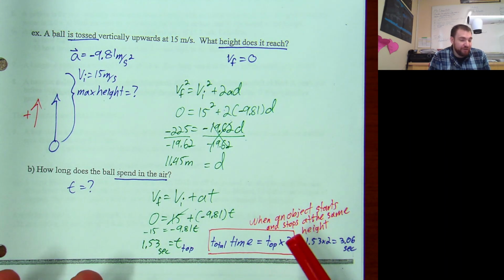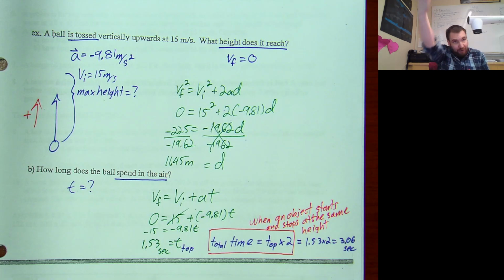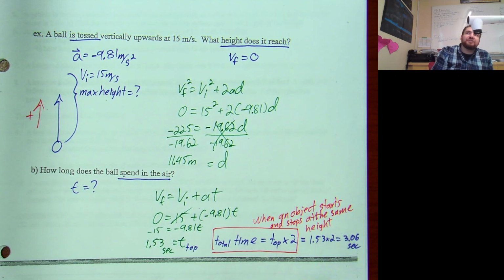So if I'm just standing on the ground, I throw the ball up, it's going to take the same amount of time to go up as it did to come back down. If I'm standing on top of the school and I throw the ball up and it goes over the edge of the school, it's going to continue to fall. So in that case, total time is not going to be time to the top times 2, because you're going to have to add all of that extra time to get back down to the ground. This is only true when an object starts and stops at the same height.